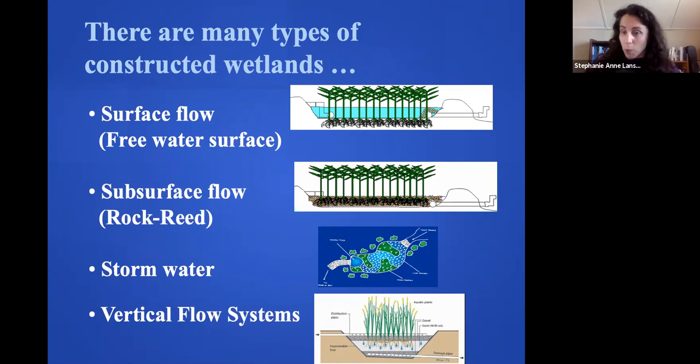There's also stormwater wetlands. These are wetlands that are designed to hold water and then infiltrate it slowly. And then we have vertical flow systems. These are a type of subsurface flow, but instead of flowing horizontally through the system, these are going to flow vertically down through the system. So it creates oxygenated and anoxic, or without oxygen, zones.